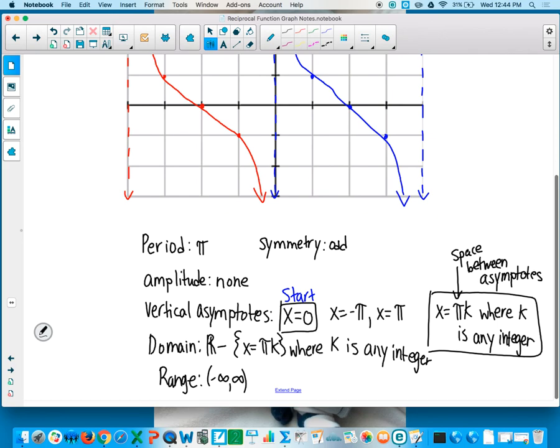And then the secant and tangent share the same asymptotes. So little hint there, you might want to write that down when it comes time for a quiz or test on this information.